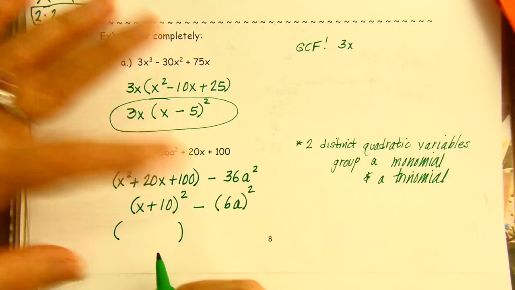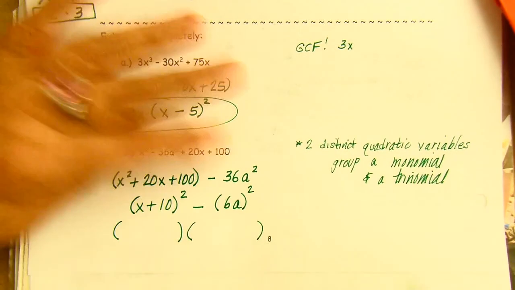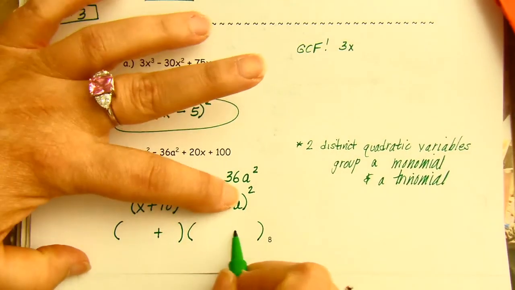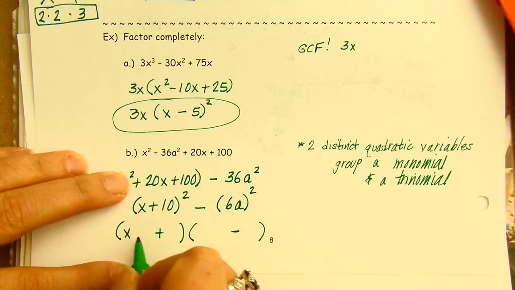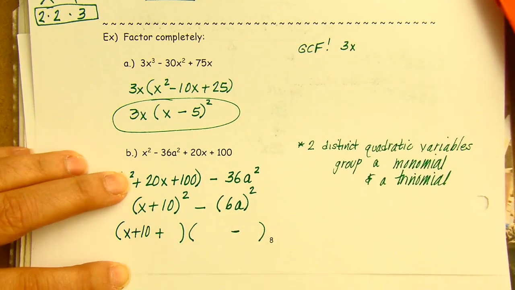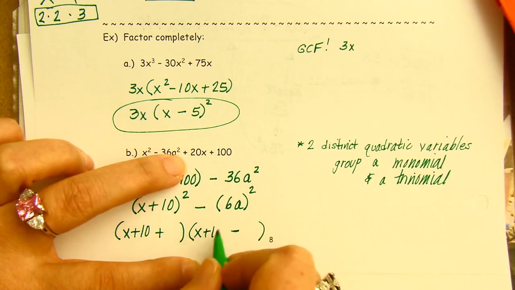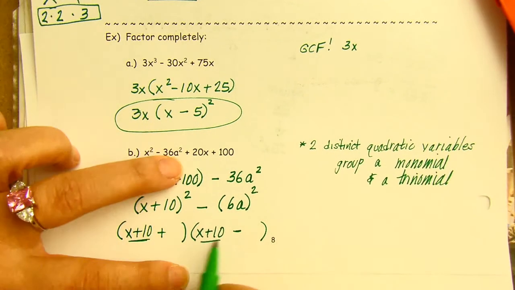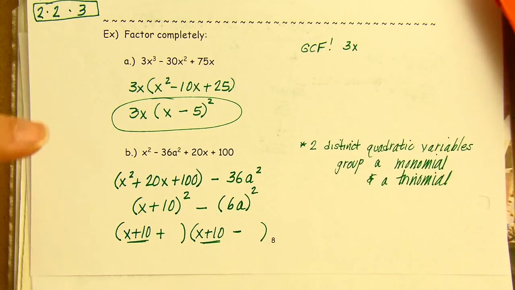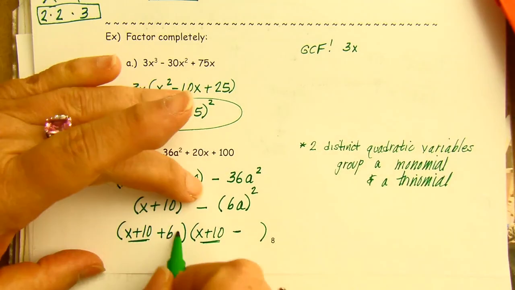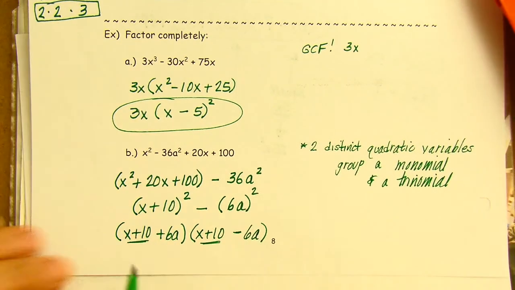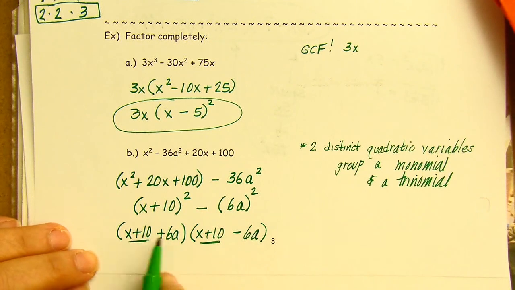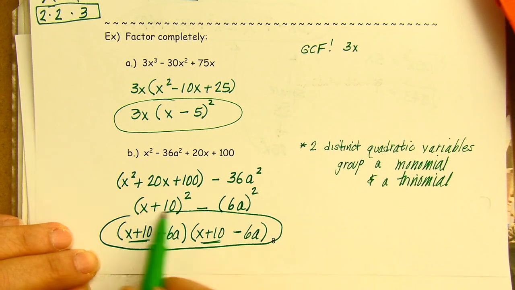This is going to factor as a plus b times a minus b. Okay, it's two binomials. My a just happens to be x plus 10. So I'm going to fill that in for the a side. Okay, this is my a. So it's x plus 10 plus 6a and x plus 10 minus 6a. Now notice in this grouping I don't have any like terms. So I just leave it like this.